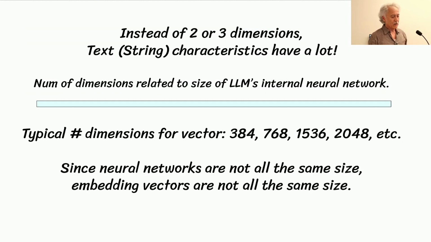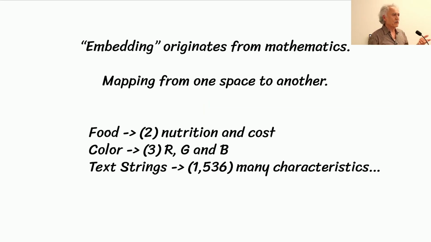Now what about text? Instead of 2 or 3 dimensions, text has many dimensions, right? Are there adverbs in this? Are there pronouns? Is there capitalization? So there are many, many dimensions. Depending upon who you talk to, someone says there are 384 dimensions. If you talk to OpenAI, they say there are 1,536 dimensions. Another company says no, there are 2,048. There are multiple dimensions because different neural networks are different sizes, so the embedding vectors are different. The word embedding comes from mathematics. You're mapping from food to nutrition and cost, color into red, green, blue, and text strings into many characteristics. Everybody with me so far?